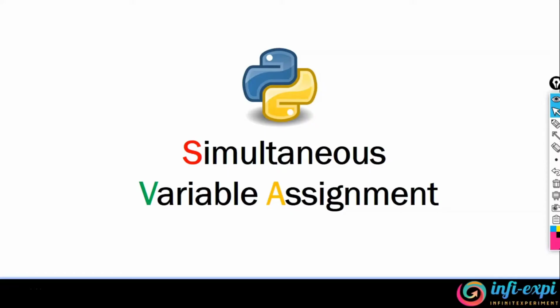Hi, in this video, we are going to discuss simultaneous variable assignment in Python. We have discussed many detailed ways of how to assign a value to a variable in our earlier tutorials. But this tutorial is going to exclusively discuss assigning multiple values simultaneously to multiple variables respectively. So how can we do this in Python? We'll see that in a demonstration.